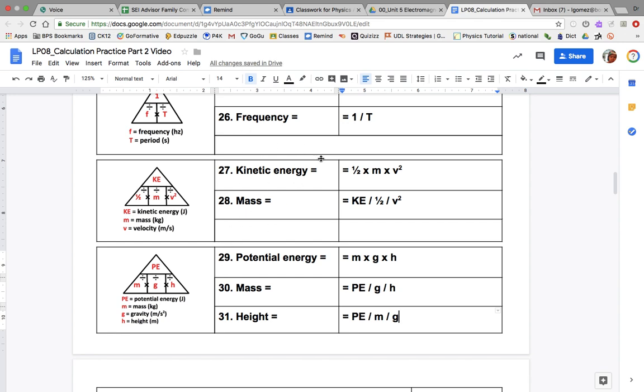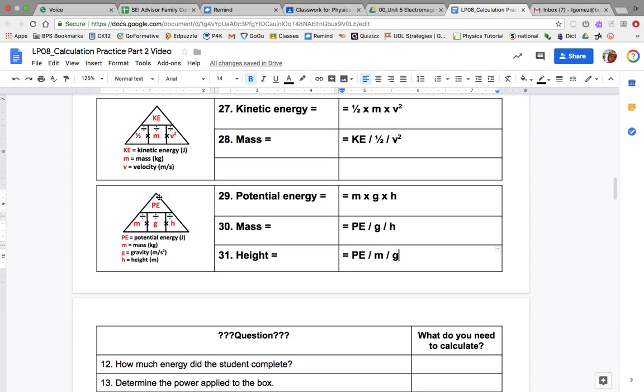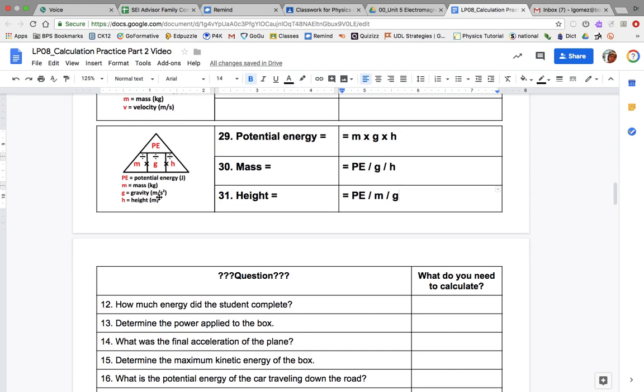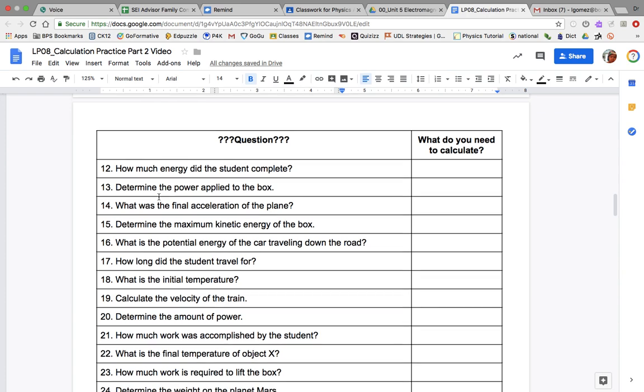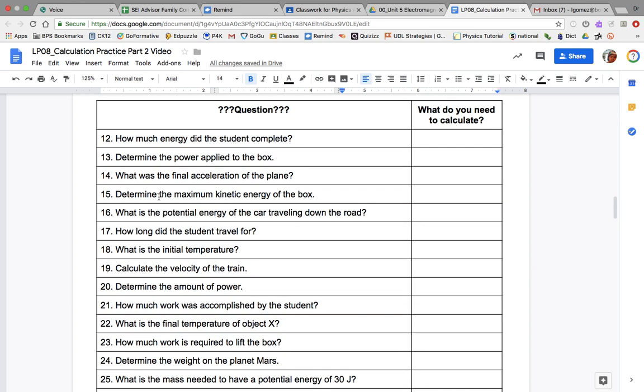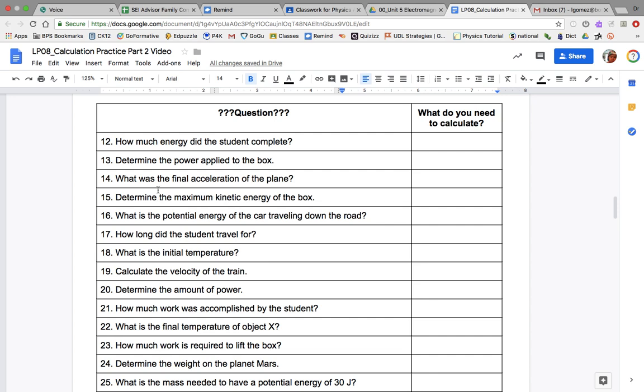And that's not too difficult. You're just using the triangles to determine the formula or the equation or the calculation you need to perform. Here's more practice identifying what you need to calculate. These are the questions, and here I want you to write what you need to calculate.